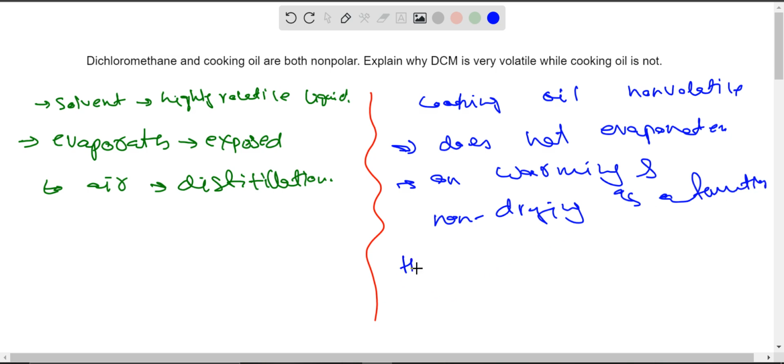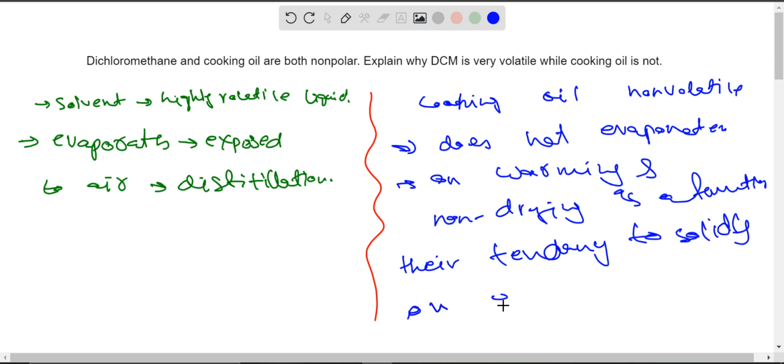Their tendency to solidify on exposure to air. So these things make cooking oil non-volatile, and these things make dichloromethane volatile.